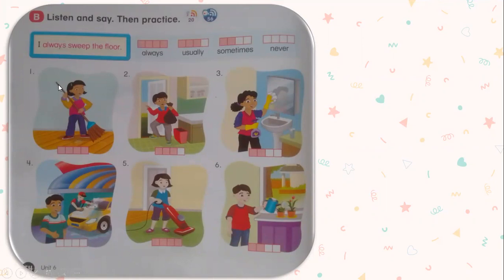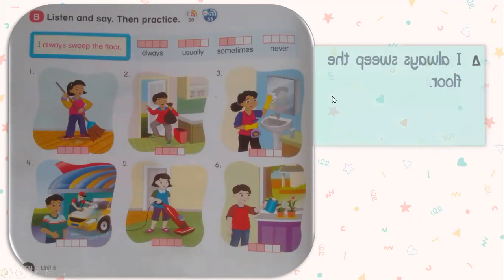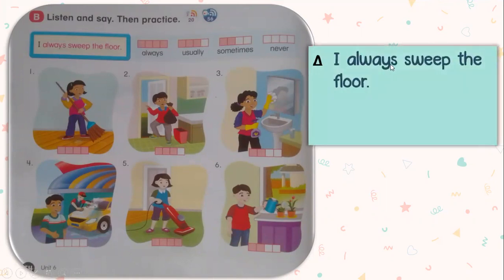So for example, in number 1, the sentence is, I always sweep the floor. I, look there, I always. Miss, why always? Look here, this indicates always. I always, what? Sweep the floor. You can see that here, sweep the floor.